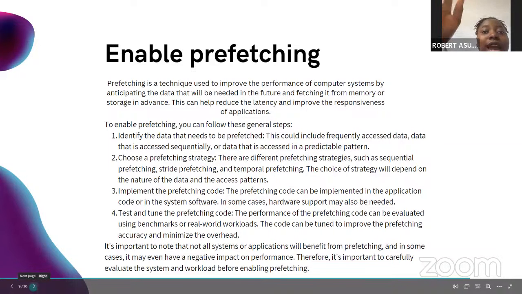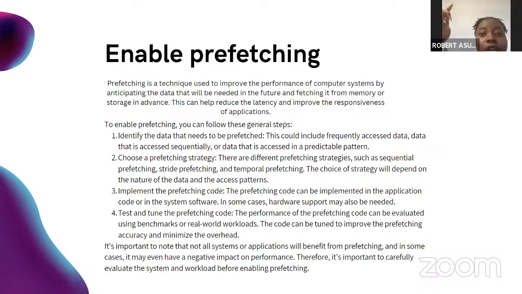So one way you can do this is to identify the data that needs to be prefetched. This could include frequently accessed data, like I said, data that is accessed sequentially, or data that is using prediction to tell. The second step is to choose a prefetching strategy. There are different prefetching strategies, such as sequential prefetching, stride prefetching, and temporal prefetching. So the choice of strategy that you will use depends on the nature of data and the access pattern. That's the pattern in which your users will access your website.